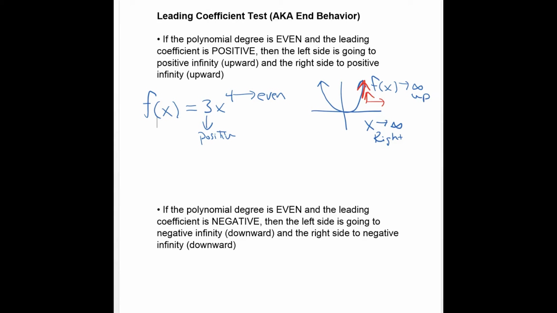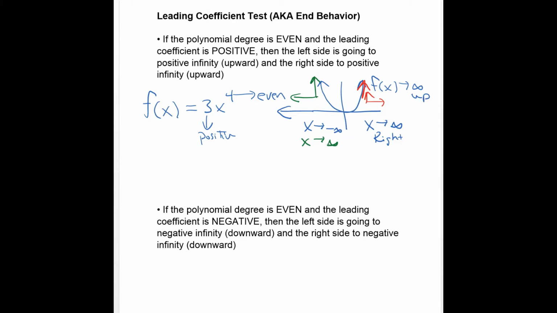Okay, now let's look at the left side. Now the way to say to the left is x is going to negative infinity. If I ever say x is going to negative infinity, that means out this way. Now, as you go out this way, what is the y value doing, which is f of x? Well, it's going up also. So again, a way to think about that is as we go this way, what's my y value doing? It's going upward.